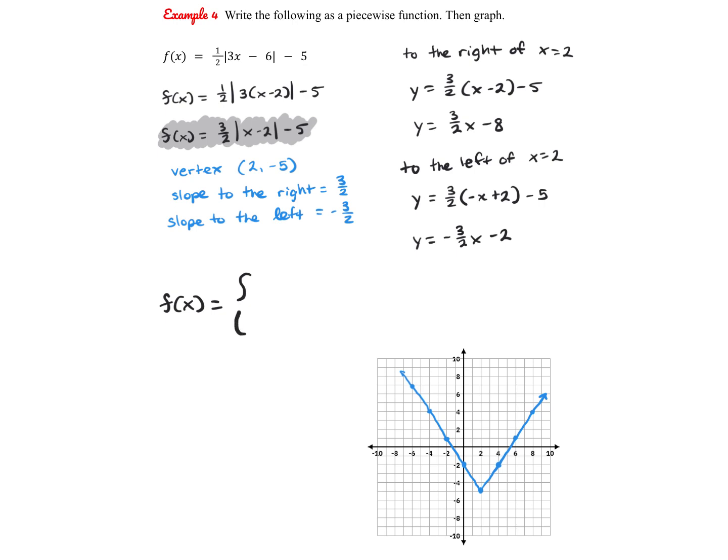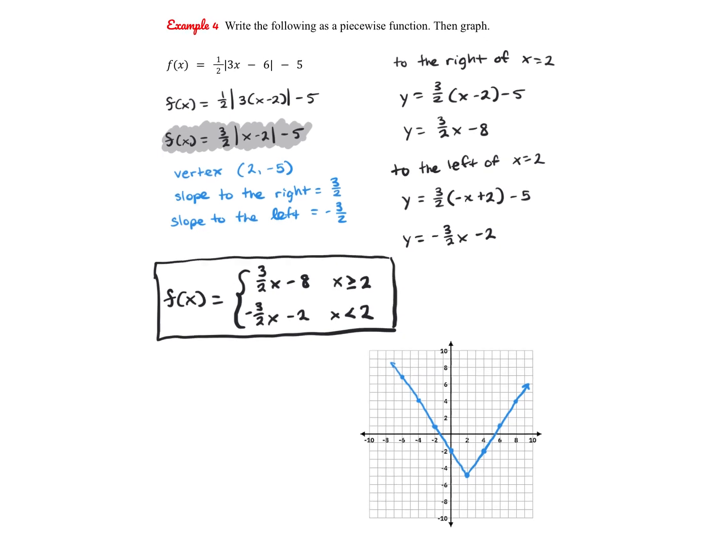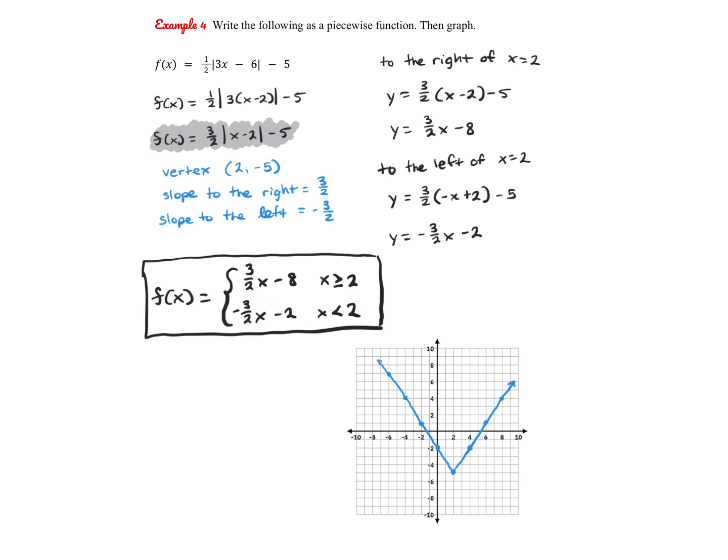So big brace. And then we have 3 over 2x minus 8, and that's to the right, so when x is greater than or equal to 2, and then we have negative 3 over 2x minus 2 for whenever x is less than 2, which just means to the left of our vertex. And we can always go back in and kind of double check to make sure that this looks right. If you continued on this graph, you'd see it would hit that y-intercept of negative 8. And you can see that this graph does actually have a y-intercept at negative 2.